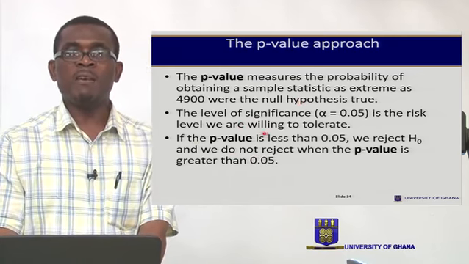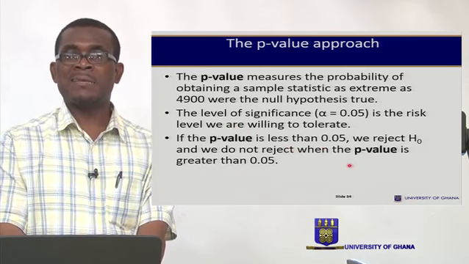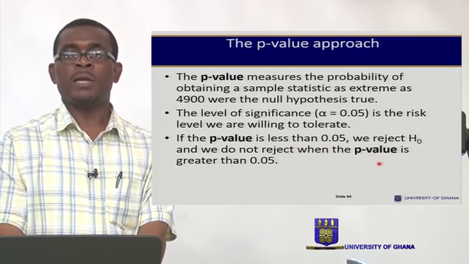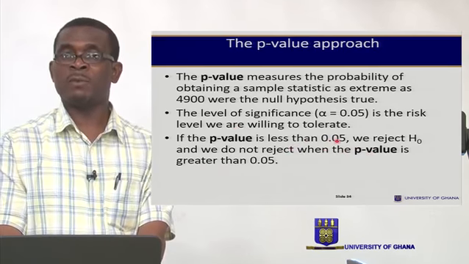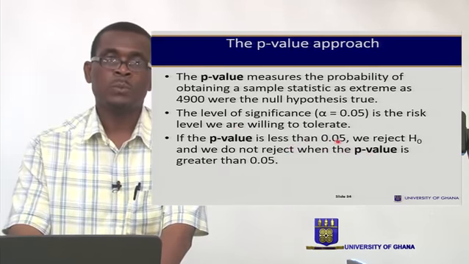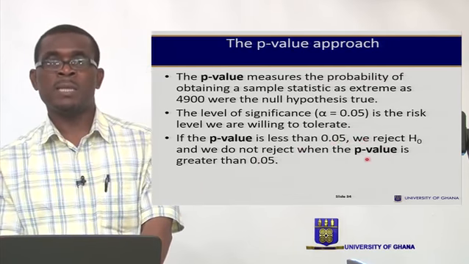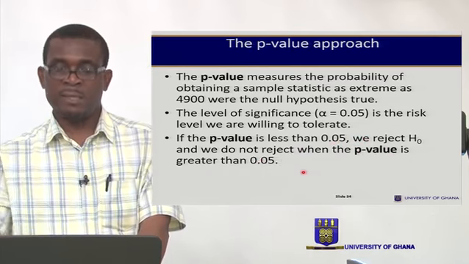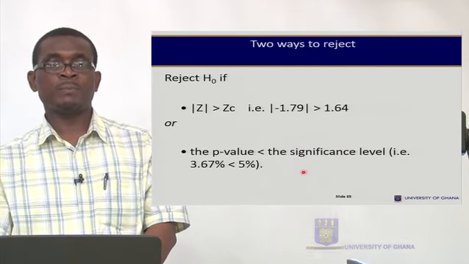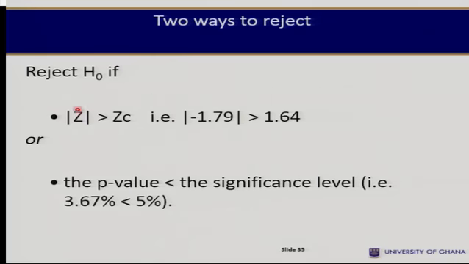So if the p-value is less than the significance level, we reject the null hypothesis. And we do not reject when the p-value is greater than the significance level, and in this case 0.05. So there are two ways in which we can reject. We either reject when the absolute value of the test statistic is greater than the critical value, or when the p-value is less than the significance level.